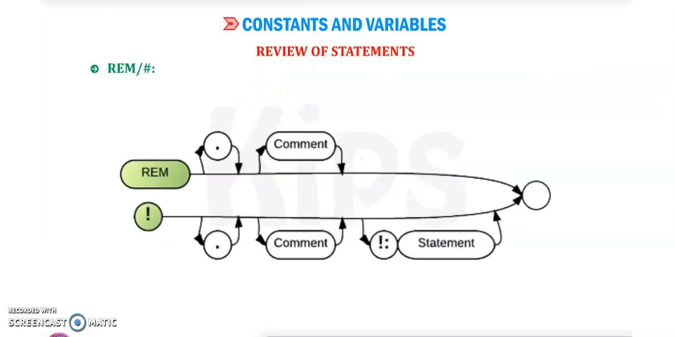Now a review of statements. First is REM. This is a statement used to write a comment in the program that does not get executed. It is only for writing some explanation or comment for a program. Next is the PRINT command. It is used to display numbers, text or messages on the output screen. Next is CLS. The CLS statement is used to clear the output screen. The INPUT statement is used to accept a value from the user and store it in a variable.